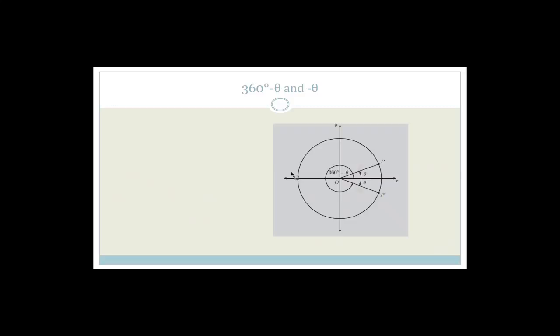Let's talk about this. Again, to just make life easier, we're going to assume that the angle is 30 degrees. So we're going to assume that this is 30, and the length of this is 2, so therefore the length of that will be 2, and that will also be 30. Do you realize that 360 minus theta is exactly the same as minus theta? We actually did that in the example earlier. So that is represented by 360 minus theta. So 360 minus theta is the same thing as just minus theta. You need to understand that.